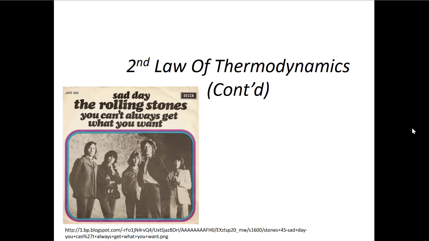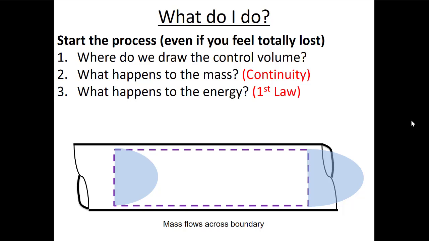Always increasing. So what does that exactly mean, right? We know that when we do an open system process, we're supposed to first draw a control volume. Then we're supposed to ask ourselves, well, what happens to the mass, right? And we need to know what happens to the mass because the mass carries energy with it. So we can't really conserve energy without understanding what happens to the mass.